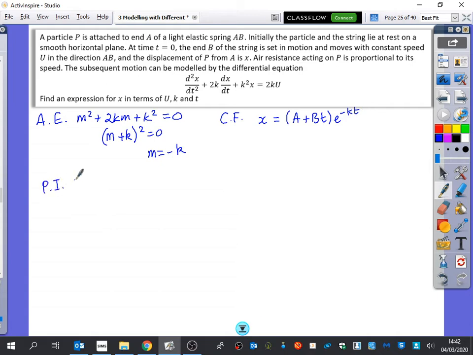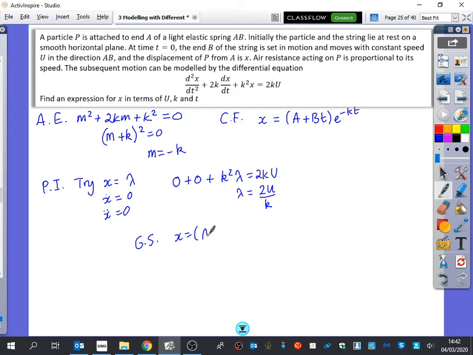Particular integral: what are we going to try for x if it's equal to 2ku? Just lambda, because this is a constant. So obviously x dot is 0 and x double dot is 0. So when we sub into this, we just get 0 plus k squared lambda equals 2ku. So lambda equals 2u over k. So that must mean that our general solution is x equals a plus bt, e to the minus kt, plus 2u over k.